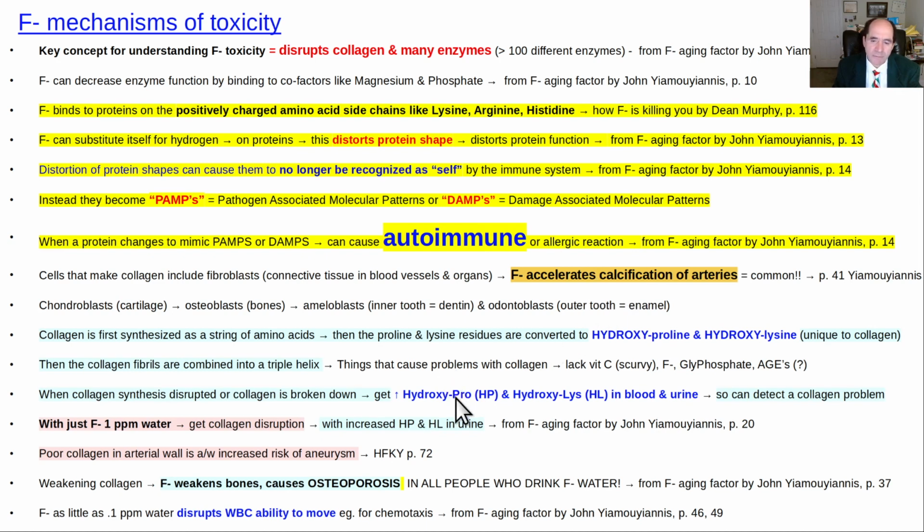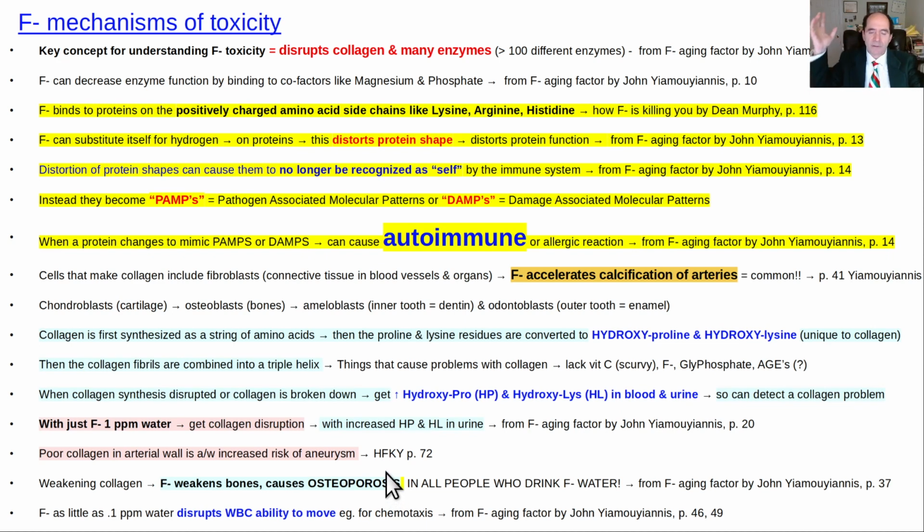You can detect the damage to the collagen by seeing increased hydroxyproline, HP, and hydroxylysine, HL, in the blood and the urine. It also damages the collagen in the bones themselves and their ability to mineralize, so it causes osteoporosis, increasing the potential fracture risk of the spine. So, anyways, I thought this was interesting as another mechanism of autoimmune disease.